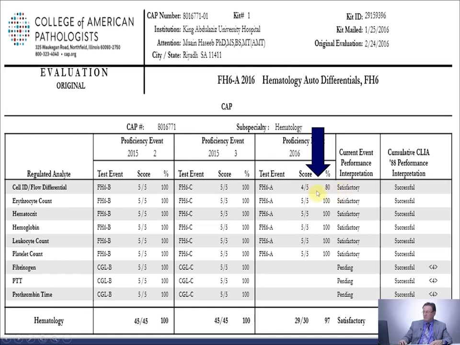Okay. So for this one, they had one mistake on the FH6A survey. They got an 80% score, but for the rest of the tests on the survey, they got 100%. So their average was 97, which is satisfactory.